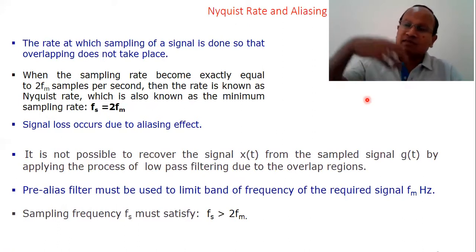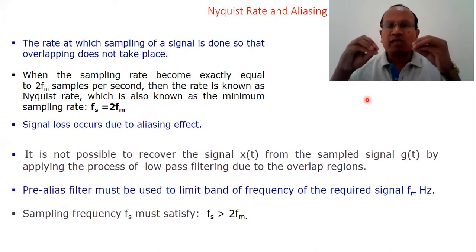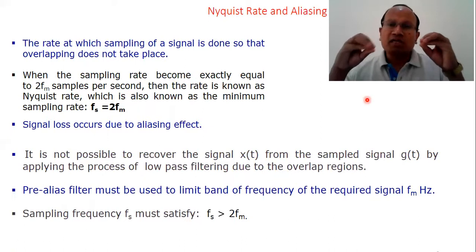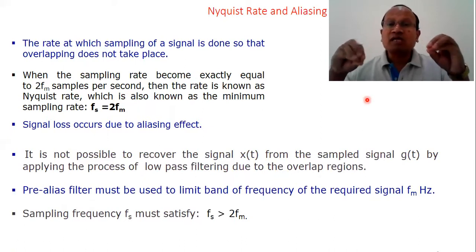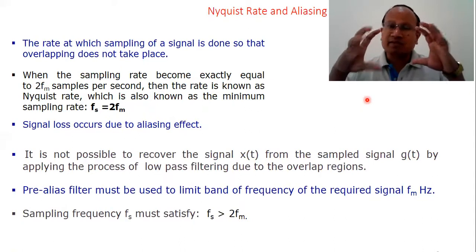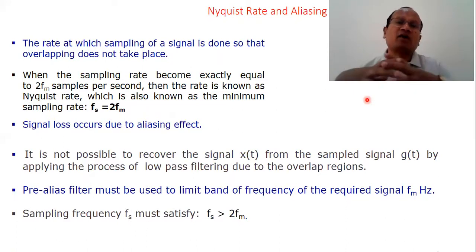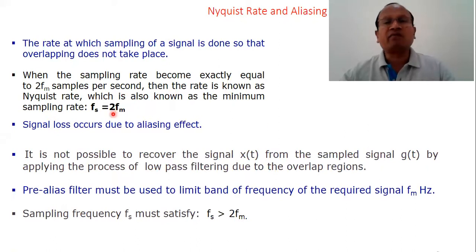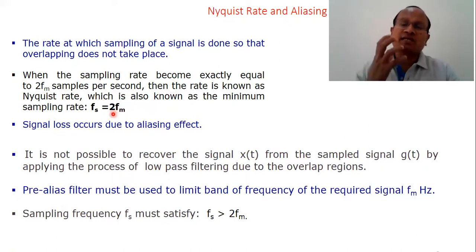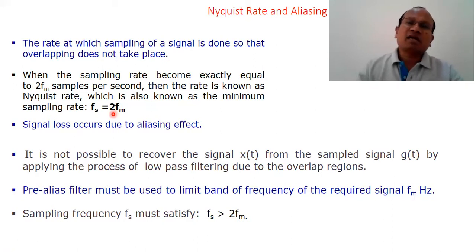So the sampler which is helping to sample the signal, the sampling frequency must be greater than twice the maximum frequency of the message signal. The minimum sampling frequency which is allowed is double the maximum frequency. That is called the Nyquist rate. So generally the sampling theorem states that the sampling rate must be greater than the Nyquist rate.